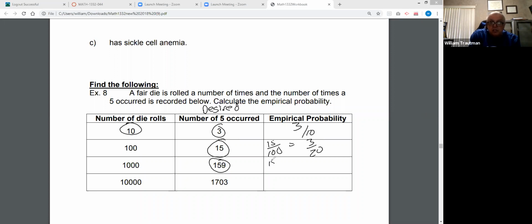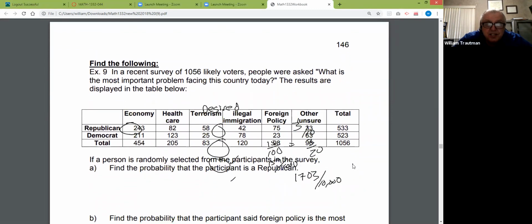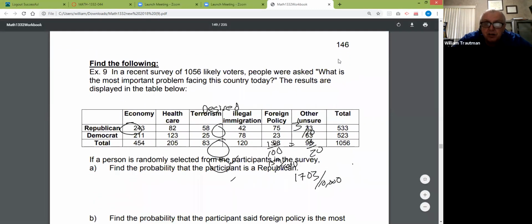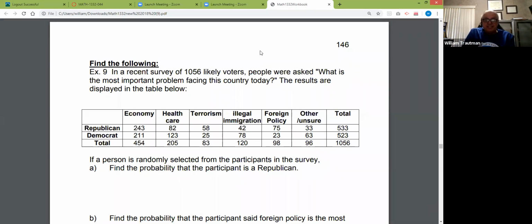159 over 1,000, and that doesn't reduce, I don't think. Oh, no, they don't divide. And then this one is 1703 divided by 10,000. And you can change it on a calculator to the decimal if you want, but that's fine. Just like this. These are pretty simple. Okay, this might be a little bit harder. It's really not. It's just a table with a lot of stuff on it.